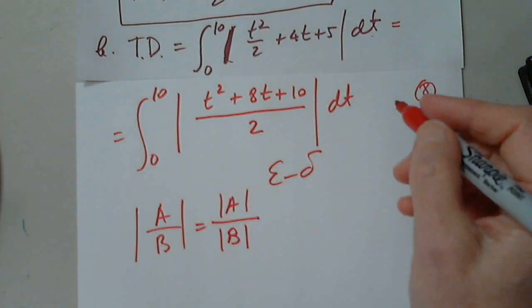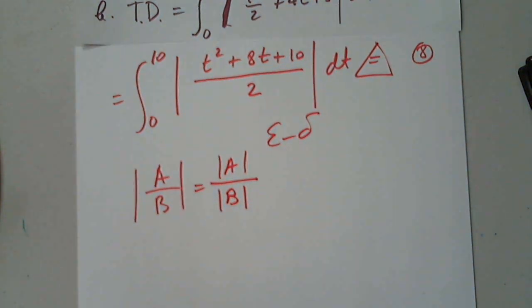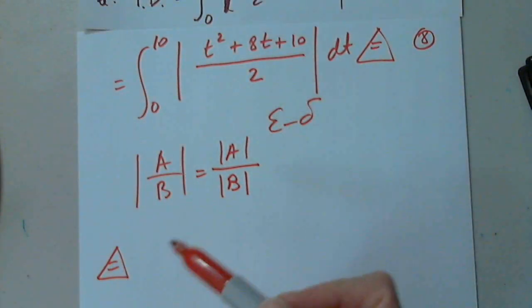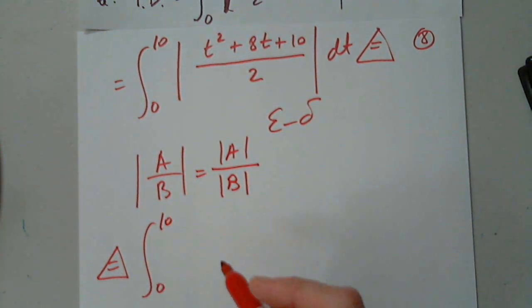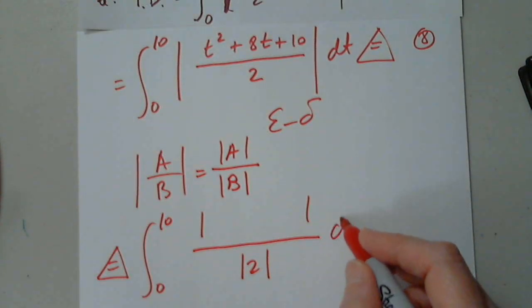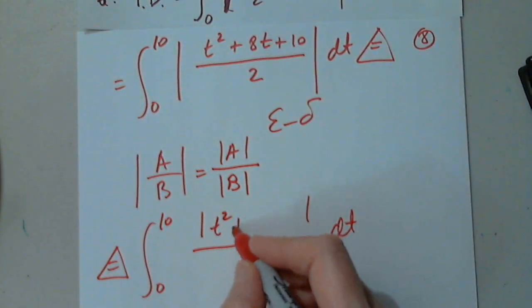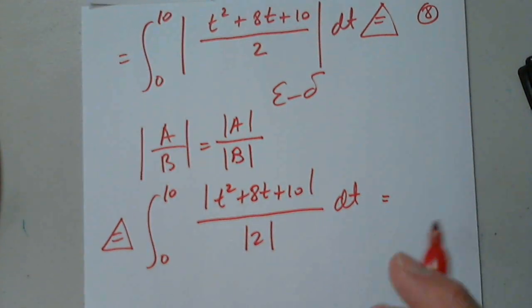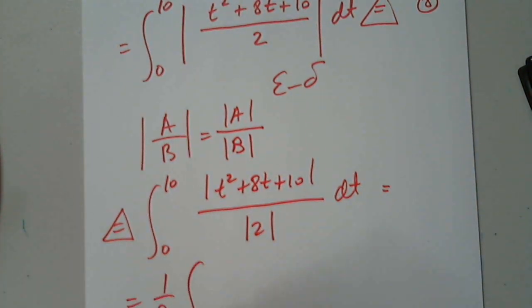Because I don't like, as you know already, too many distractions in there. So I will write the integral from 0 to 10 from the top in absolute value over the denominator in absolute value. So I have t squared plus 8t and plus 10. And now this becomes 2, and it will go in front. And it can wait patiently.